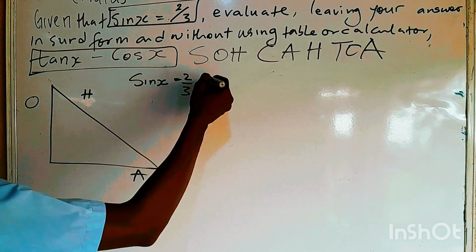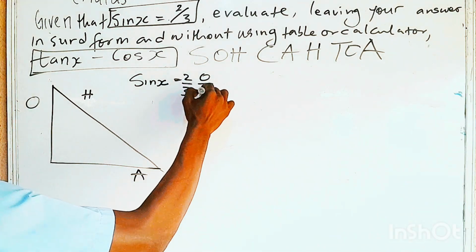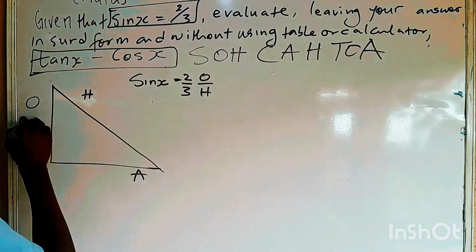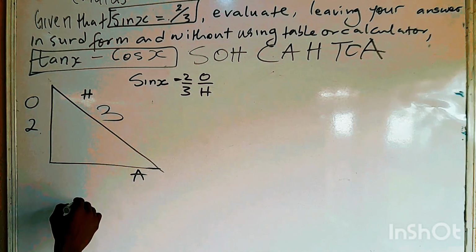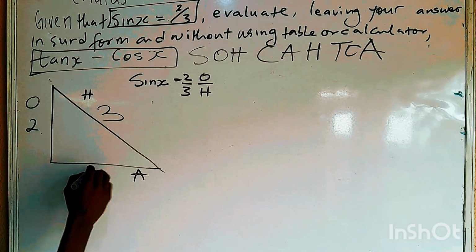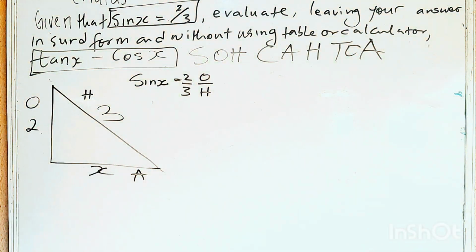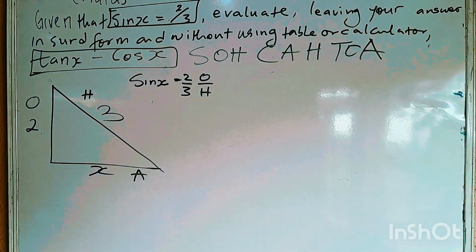So with respect to that, you are given what we call sine x equals 2 over 3. And sine x goes for opposite over hypotenuse. So our opposite is 2. Our hypotenuse is 3 in this place. Now, do we know our adjacent? Let that one be x.